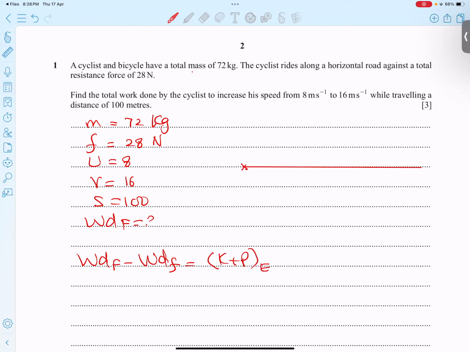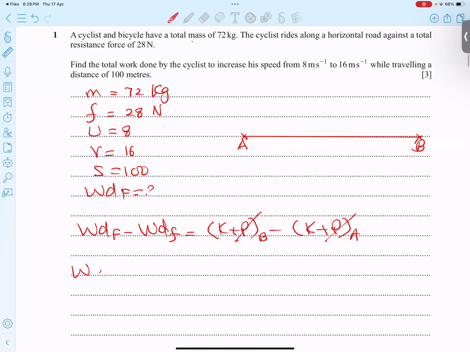Let's say it's starting from A and ending at B, just for the sake of understanding. So the end point is B, minus kinetic energy plus potential energy at the start A. Basically, it's traveling on a horizontal track, so the height at A and the height at B are both zero, so they cancel. Now work done by frictional force is friction force times distance. Friction force is 28, distance is 100, so I got 28 times 100, so 2800 joules.